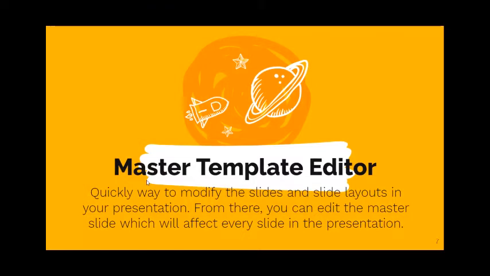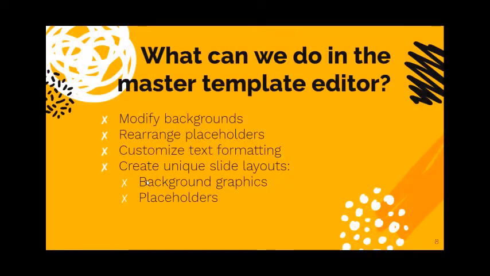We are going to be using the Master Template Editor. This is the quickest way to modify the slides and slide layouts in your presentations. From there, you can edit the master slide, which will affect every slide in the presentation. What can we do in the Master Template Editor? We can modify the backgrounds, you can add pictures, you can change colors, you can add shapes. Or also you can rearrange the placeholders where you want the text to be. It doesn't have to be exactly in the same place every time.